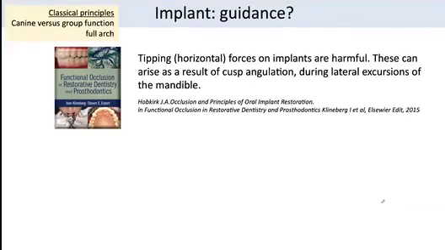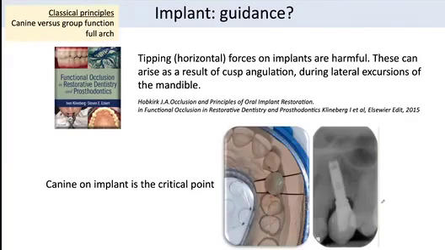Classically, we know that tipping forces, that means horizontal forces on implants, are harmful. They can arise as a result of cusp inclination and angulation during lateral excursion in the mandible. The conclusion of this is frequently no cusp. And canine on implant is a real critical point. A single implant on the maxillary canine is a critical point of this topic, and we will discuss it at the end of this chapter.